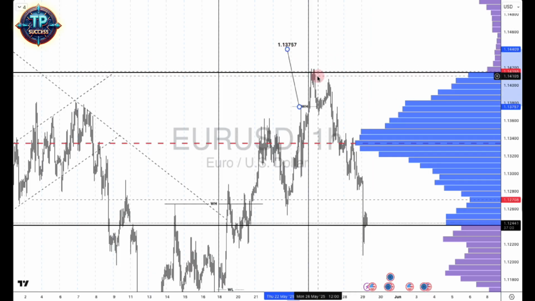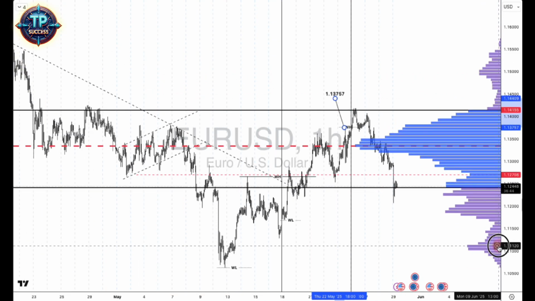Okay, so since that point, starting from this week Monday, price took out the high of Friday, went up, and has come all the way down to the low side, right?